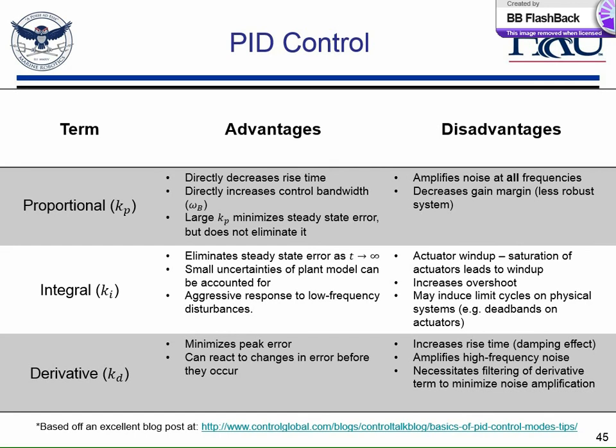So a derivative term will also minimize a peak error, and it can react to changes before they actually occur, but it also increases your rise time. It also amplifies high frequency noise. Also, you need to low pass filter your derivatives, always.